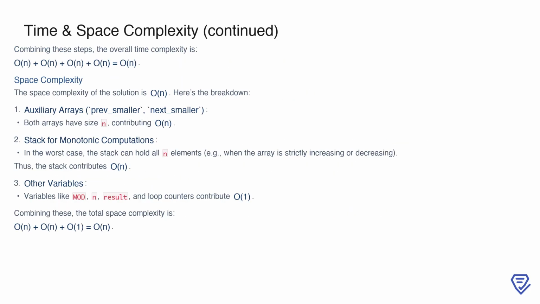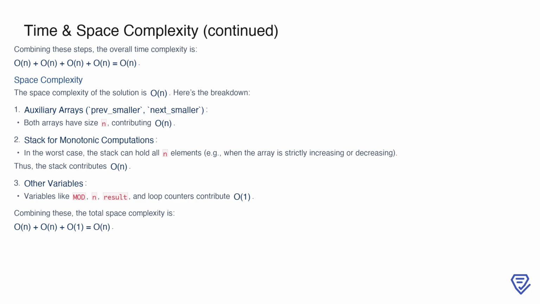When we combine these steps, we add O(n) for initialization, O(n) for finding previous smaller elements, O(n) for finding next smaller elements, and O(n) for calculating the sum of subarray minimums. This results in a total time complexity of O(n) plus O(n) plus O(n) plus O(n), which simplifies to O(n).